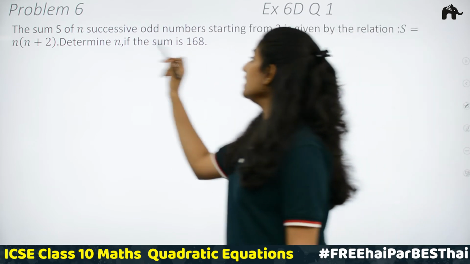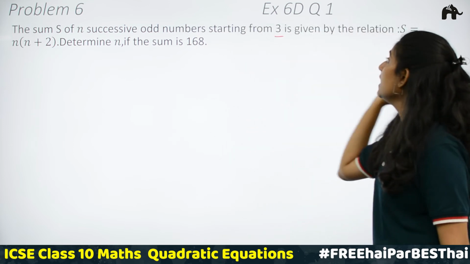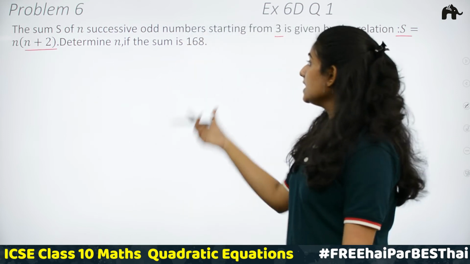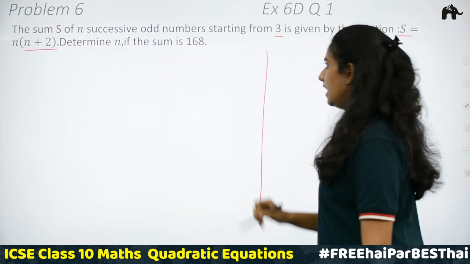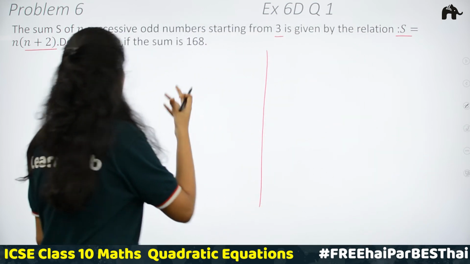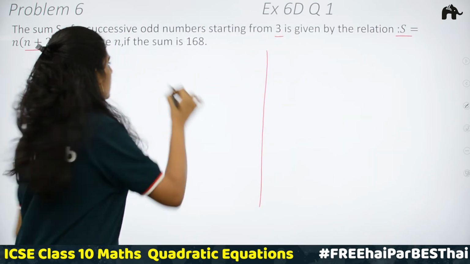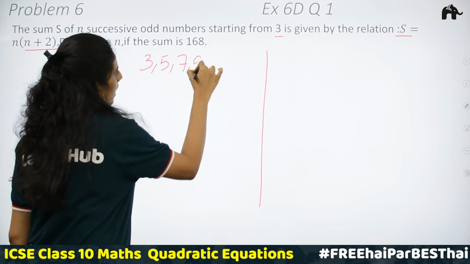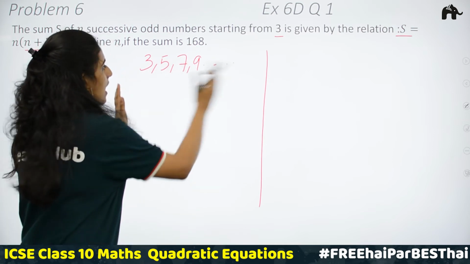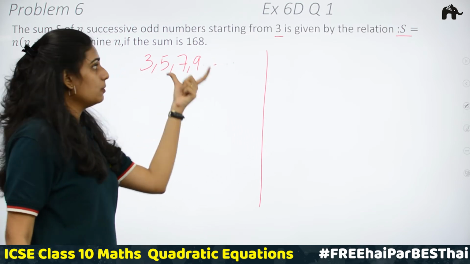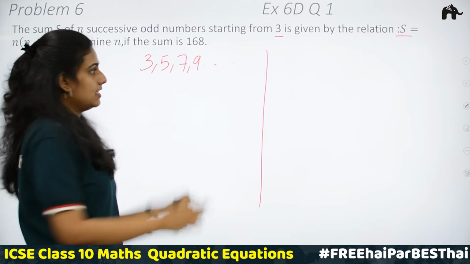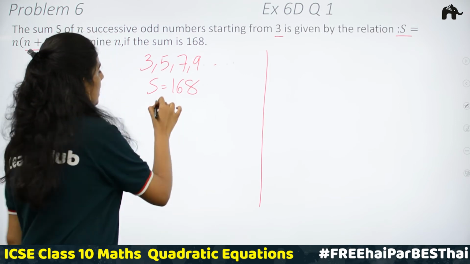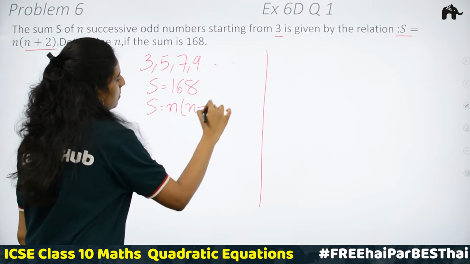Problem 6, question 1 of exercise 6D. The sum S of n successive odd numbers starting from 3 is given by the relation S is equal to n into (n plus 2). Determine n if the sum is 168. Here, what are successive odd numbers starting from 3? If 3 is the first odd number, the very next odd numbers are 5, 7, 9, up to some n numbers we are adding. When you add these numbers, you will be getting the sum 168, and it is given by the relation S is equal to n into (n plus 2).